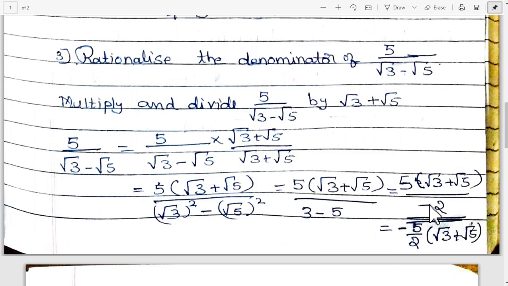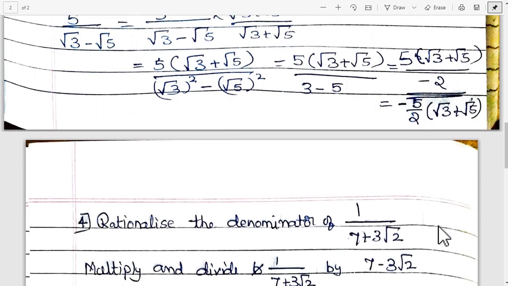Always after you simplify, if you get a minus sign in the denominator, you have to write that for the numerator. That is actually the multiplication sign rule: plus into minus becomes minus, so you write it for the numerator. So minus 5 by 2 into root 3 plus root 5. So this is the answer.